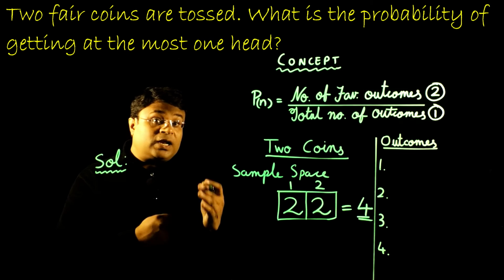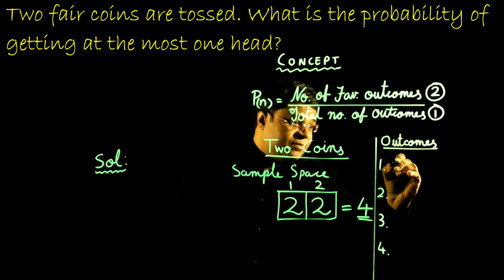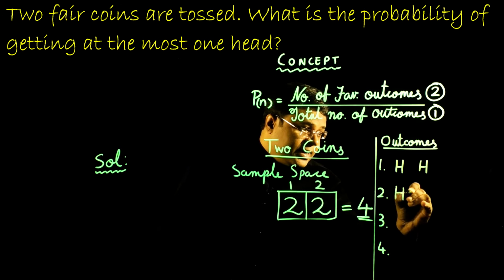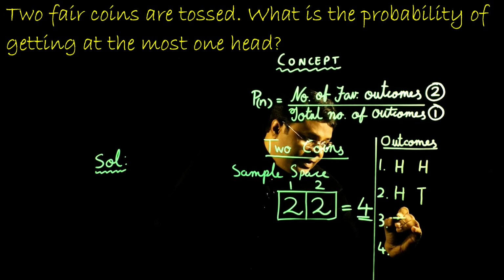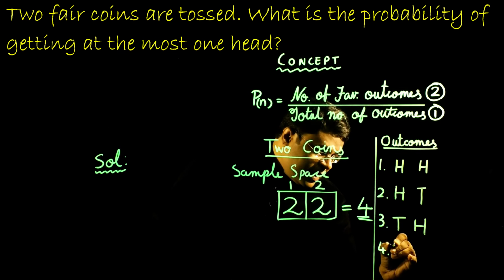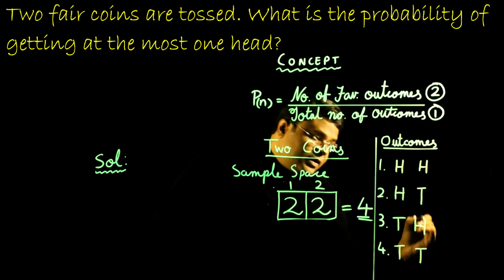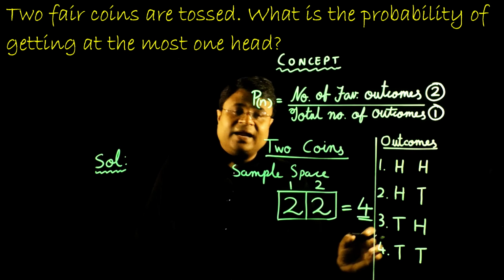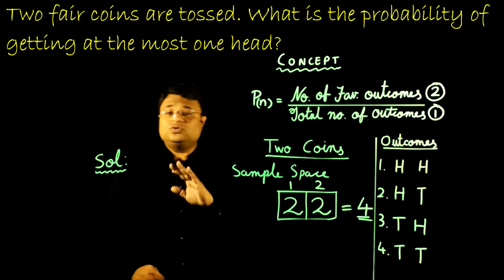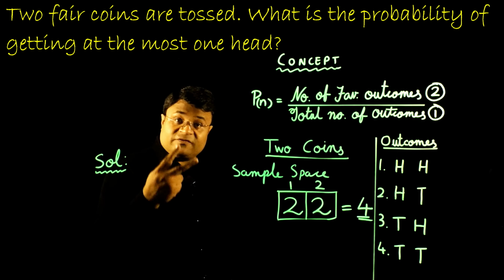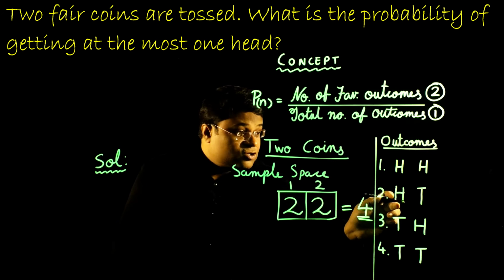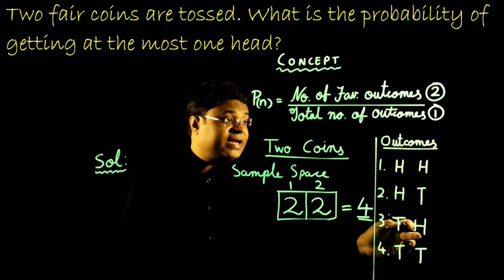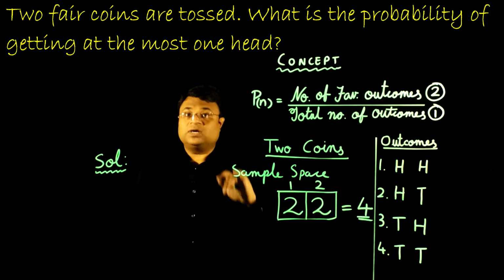Let's see the total outcomes. The outcomes can be head, head, which is an outcome, head, tail, tail, head, and tail, tail. You should not have the misconception that head, tail, and tail, head are ultimately the same outcomes. No, they are considered as two different outcomes. That is, the first coin is head, second is tail, and in this case, the first coin is tail, second is head, right? So we have 4 outcomes.